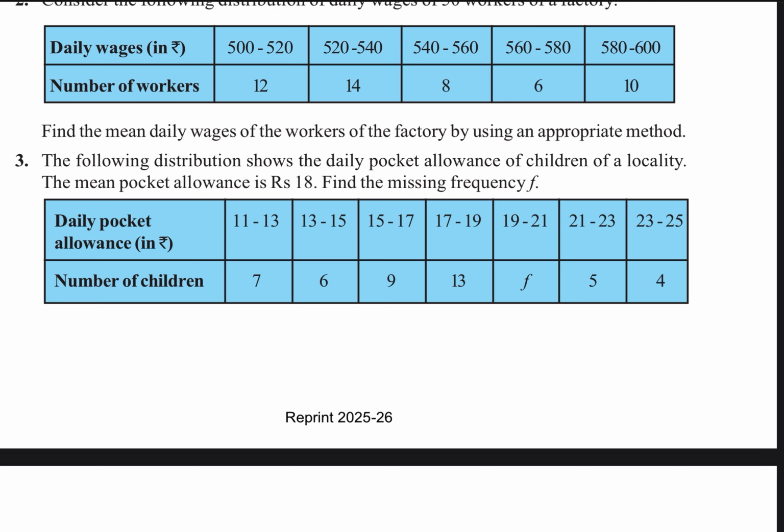The following distribution shows the daily pocket allowance of children of a locality. The mean pocket allowance is 18. Find the missing frequency f. So daily pocket allowance and number of children and so on. They have given this data. Okay. Now we'll start the question.